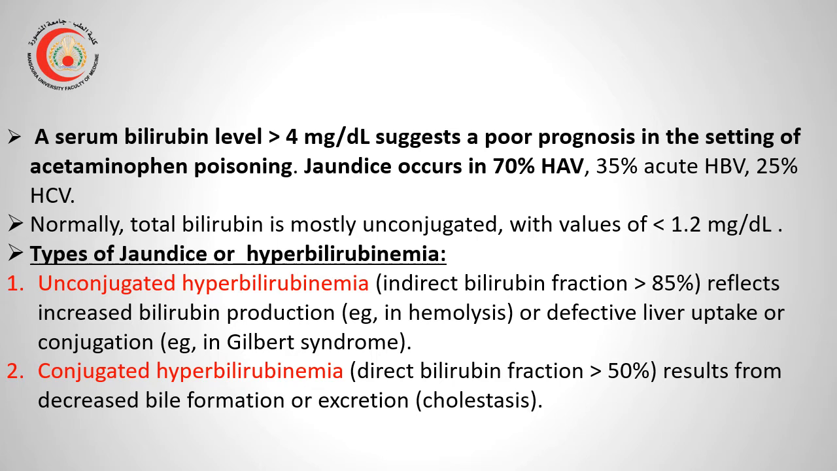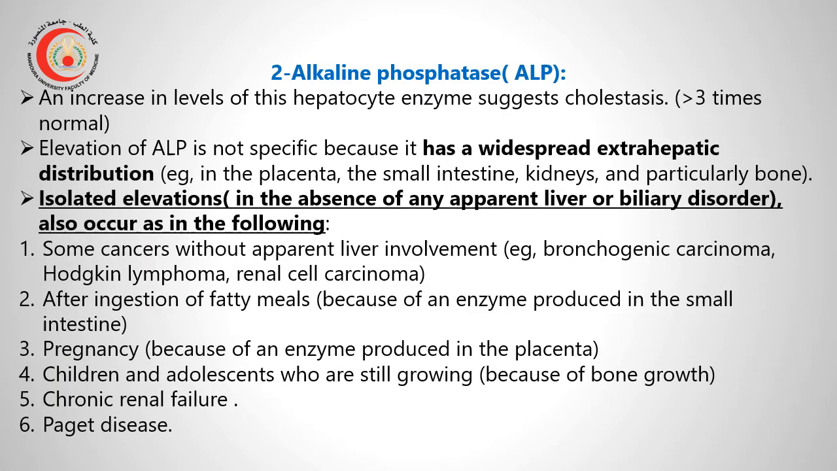The second type of hyperbilirubinemia is the conjugated hyperbilirubinemia, where the direct bilirubin fraction constitutes more than 50%. It results from decreased bile formation or excretion, what is called cholestasis. The second cholestatic marker is alkaline phosphatase. An increase in the level of this hepatocyte enzyme suggests cholestasis.